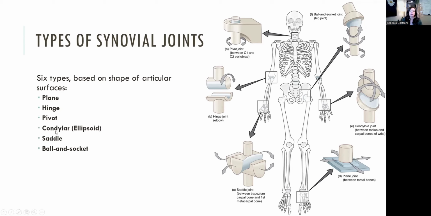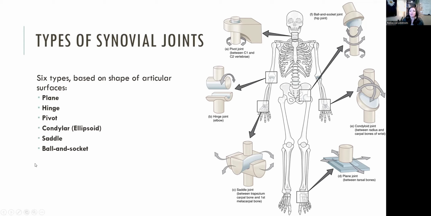A condylar joint or ellipsoid. When we look at this, a good example would be between the radius and the carpal bones, and you can sort of see the movement of that. The saddle joint is between the trapezium and the carpal bone. So when you go back and look and study the wrist, this joint, our thumb joint, is our saddle joint.